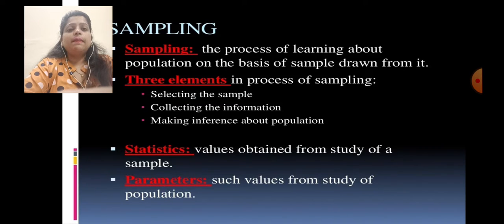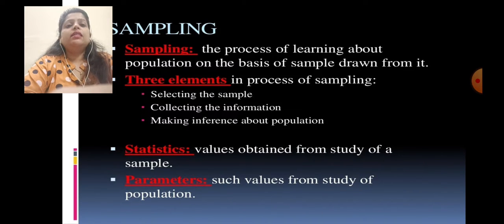So what do you mean by sampling? Sampling is the process of learning about population on the basis of sample drawn from it. Here what we are doing, we are taking the process from which the samples can be drawn. So what all are the main 3 elements of sampling? First is selecting the sample, collecting the information and making inference about population. So in sampling, 3 main things that are important are we have to select the sample, like we are selecting which population, that comes under selecting the sample.